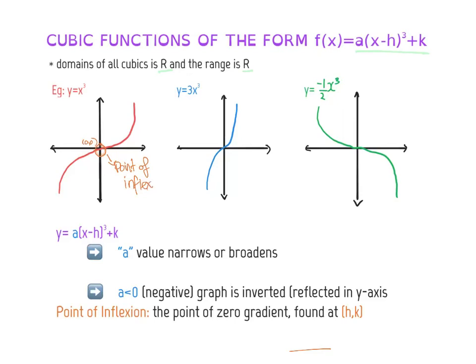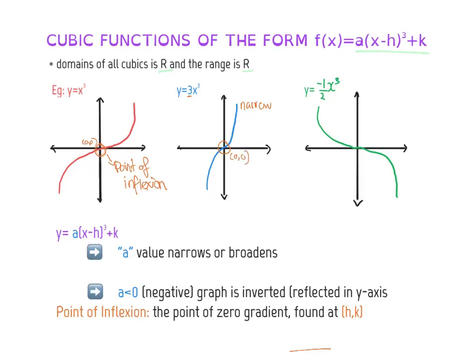If we have a look at the next graph, we've now put 3x³, and you can see that it has become narrower. So the graph became narrower, but the point of inflection is still at (0, 0).